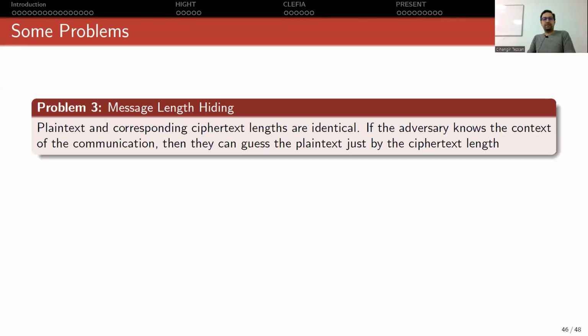Third problem is message length hiding. Plain text and corresponding ciphertext lengths are identical in block ciphers. If the adversary knows the context of the communication, then they can guess the plain text just by the ciphertext length. This is important, and you have to keep that in mind. If your context is really clear, it doesn't matter if you're performing encryption or not, because just by looking at the ciphertext length, people might be obtaining some information.